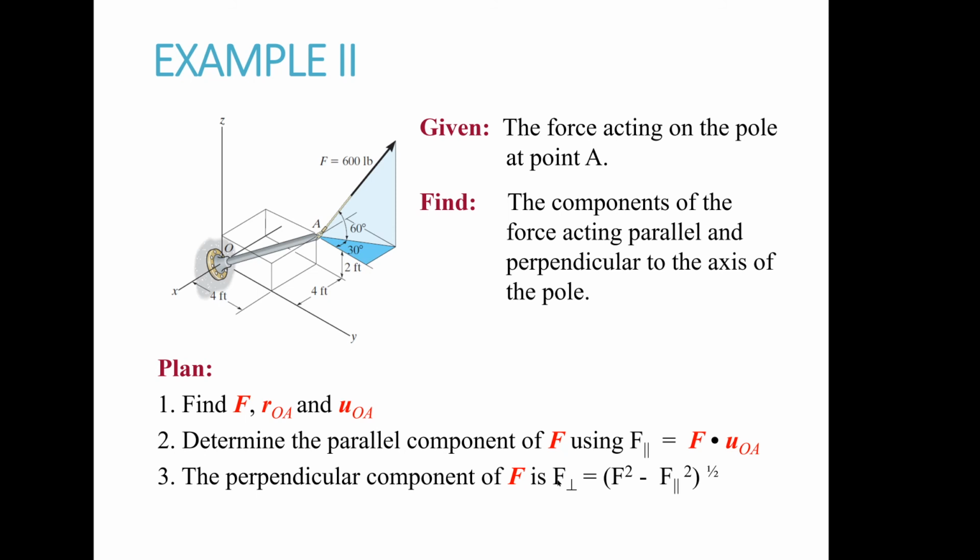From what we had talked about previously, you have the vector itself squared minus its parallel component squared, and the square root of that gives you that magnitude in that direction. That's perpendicular to the previous one we already found. So these are off by 90 degrees.